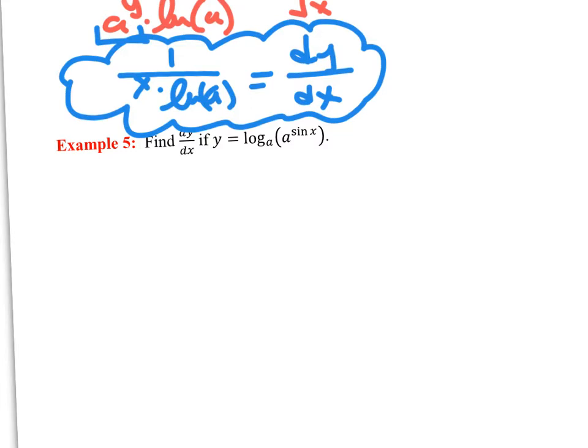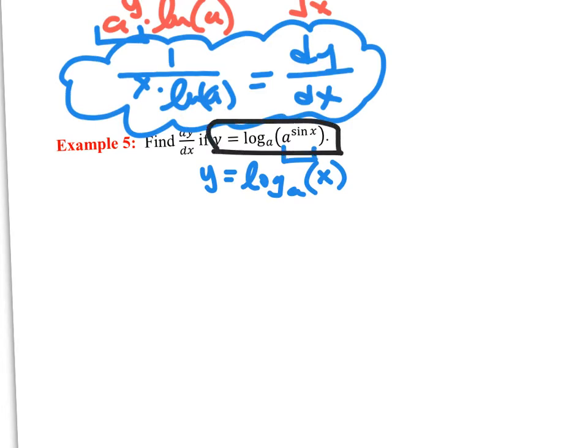So let's treat this as a logarithm first with a base of a, what we're used to seeing, or we just saw in the previous problem, log base a of x. Okay, so the derivative of this function, if we don't use the chain rule immediately, would be 1 over a to the sine x times natural log of a.